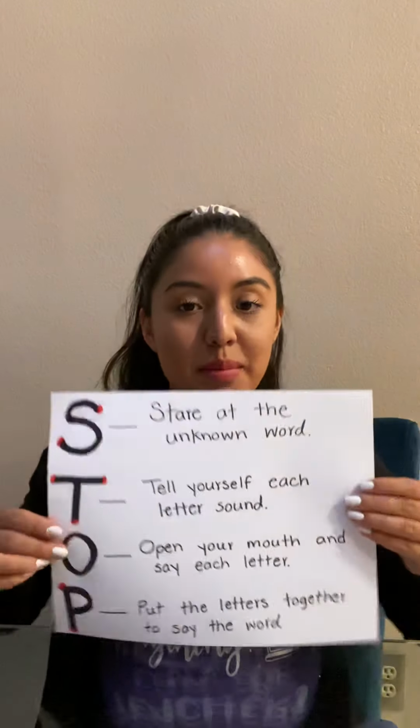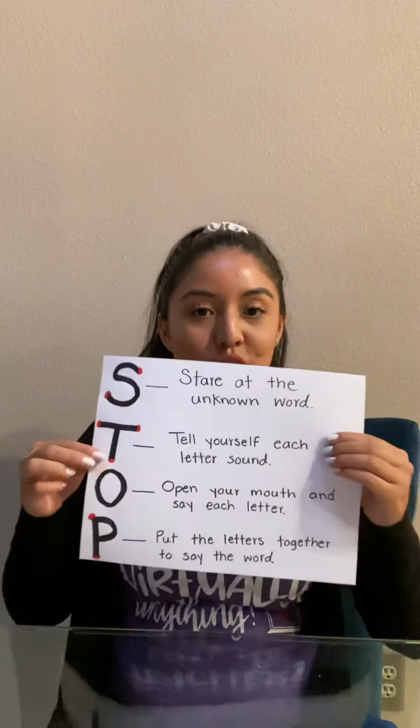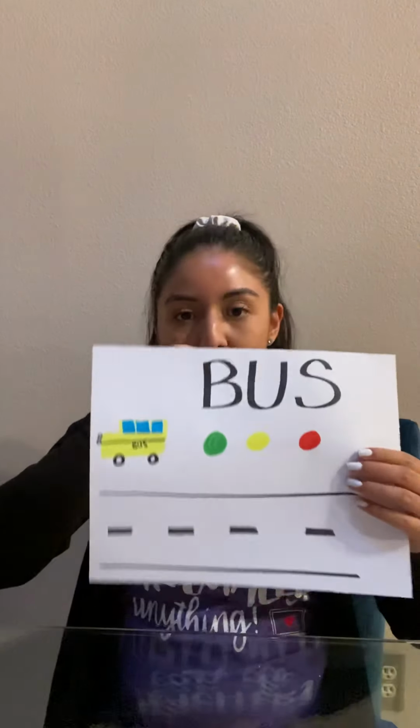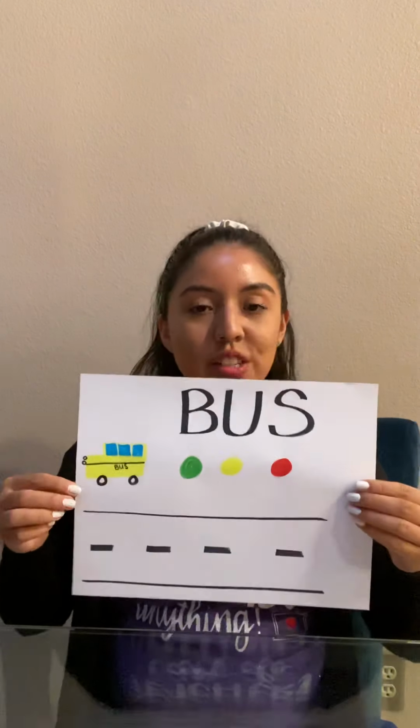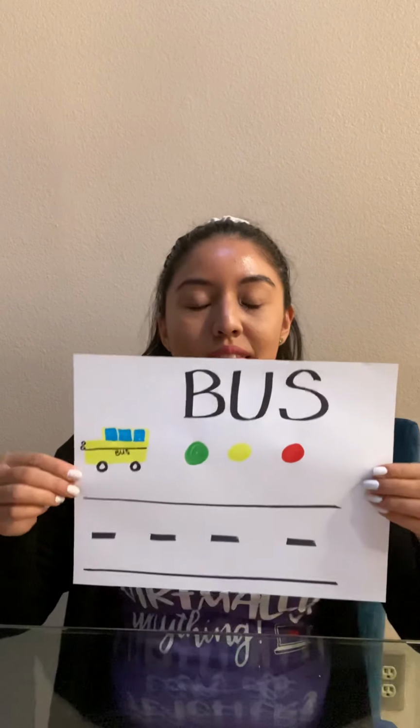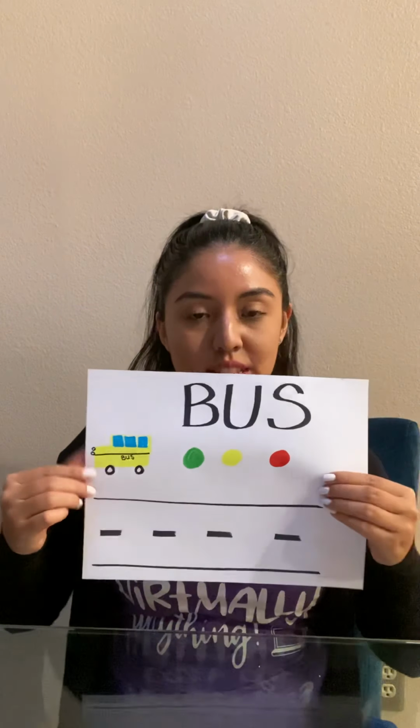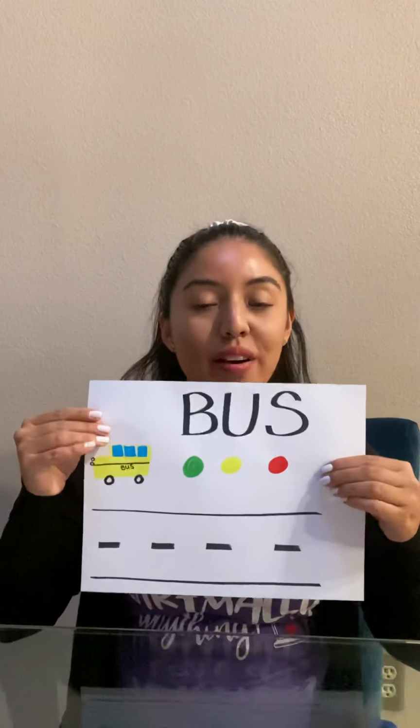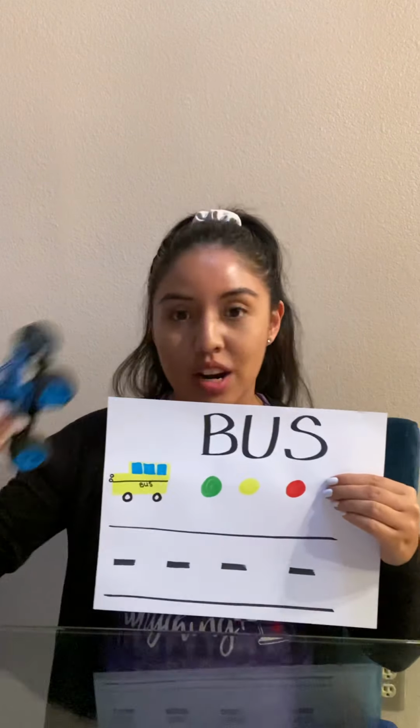Okay, now I'm going to demonstrate how this strategy can be used. Here we go. So I have here bus. I would first start by telling my students the sounds for each letter. This is the letter B, U, S. Each sound is B for bat, U, umbrella, S, snake. And this is where I would use my erase card.